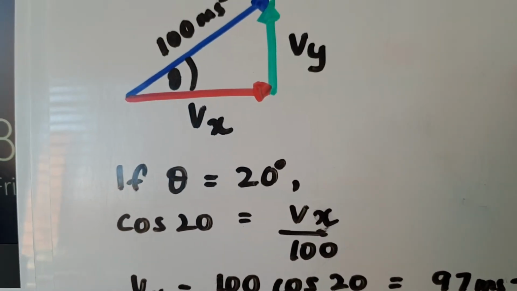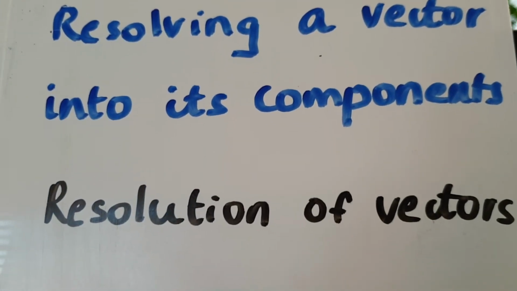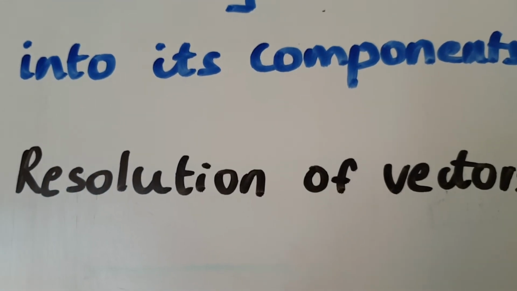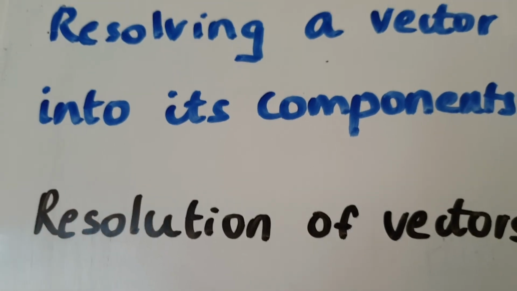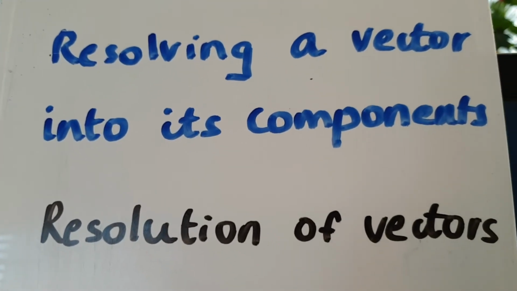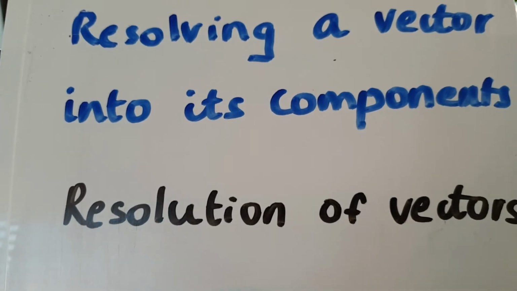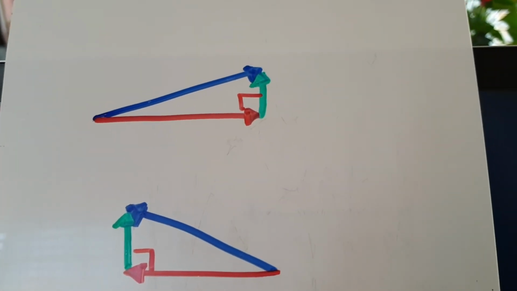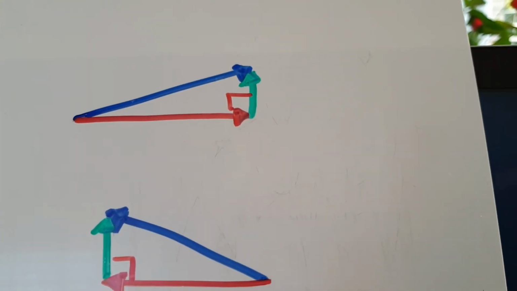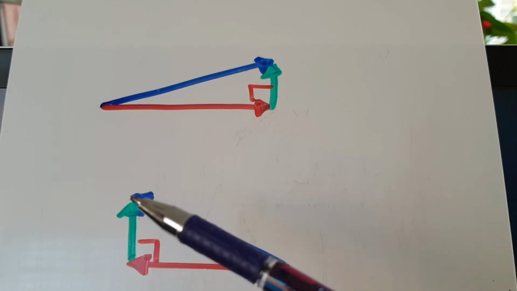So what we are doing, this thing is called resolution of vectors into its components. That's a term that we use. So when we find the components of a vector, we say we are resolving it into its components. So the vector doesn't always have to be a velocity vector. It could be a force vector. It could be any vector that is going at an angle. So you can have any sorts of vectors.